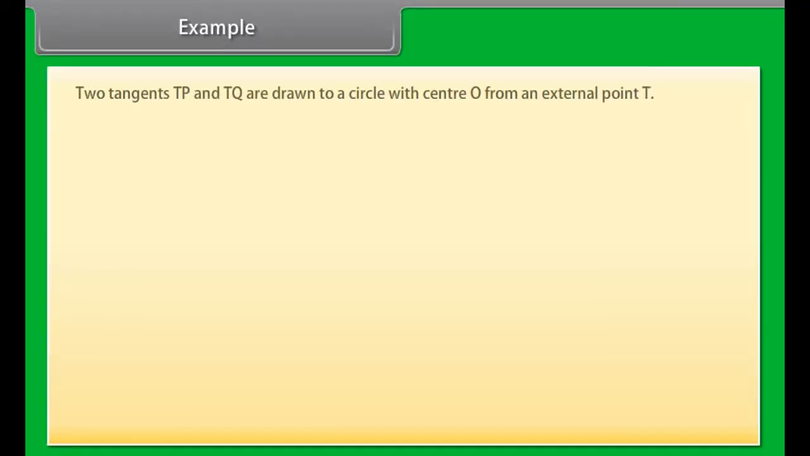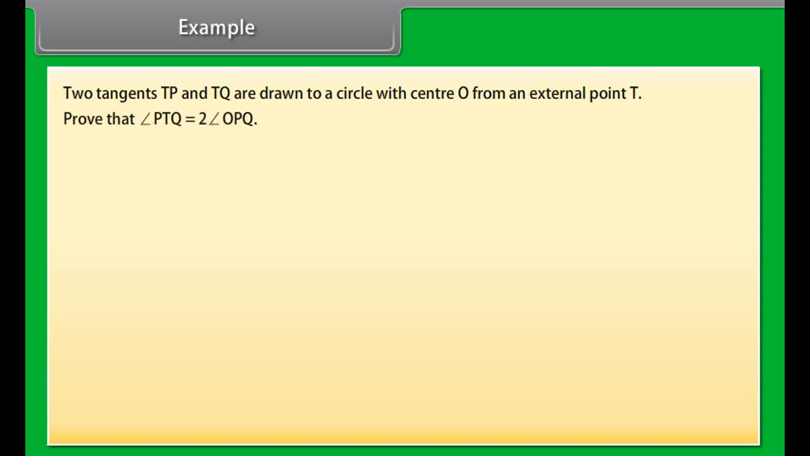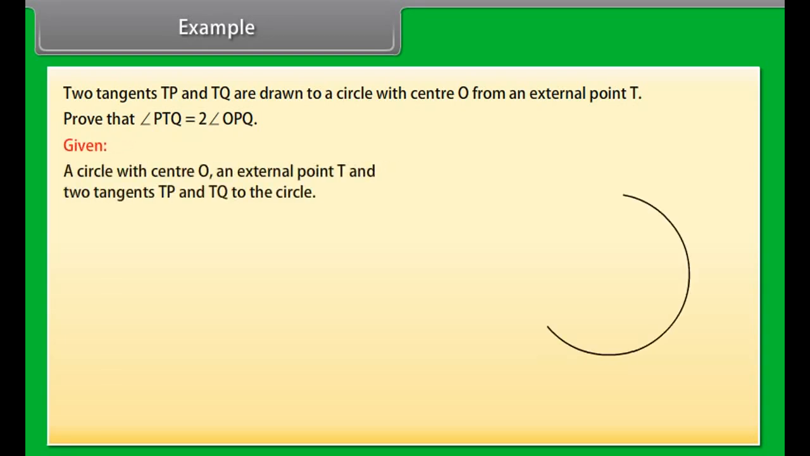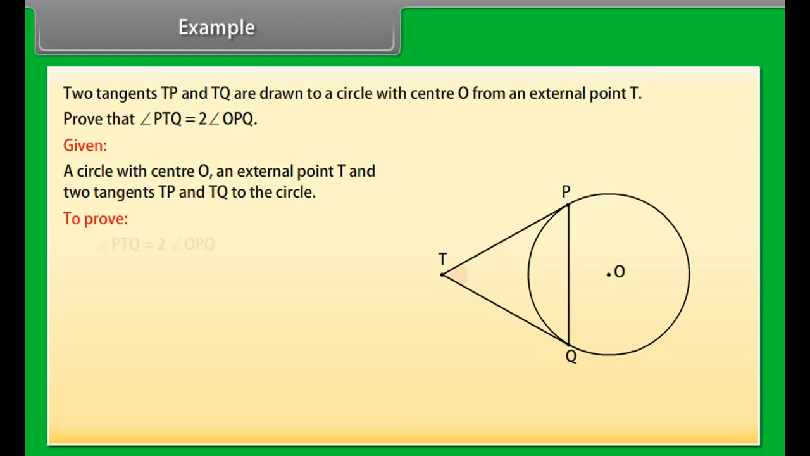Example. Two tangents TP and TQ are drawn to a circle with center O from an external point T. Prove that angle PTQ is equal to 2 angle OPQ. We are given a circle with center O, an external point T and two tangents TP and TQ to the circle where P and Q are the points of contact. We need to prove that angle PTQ is equal to 2 angle OPQ.